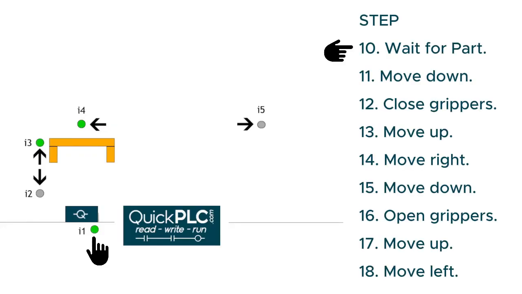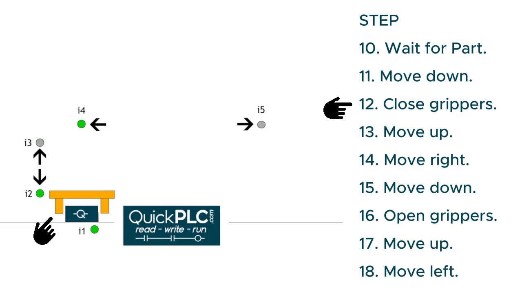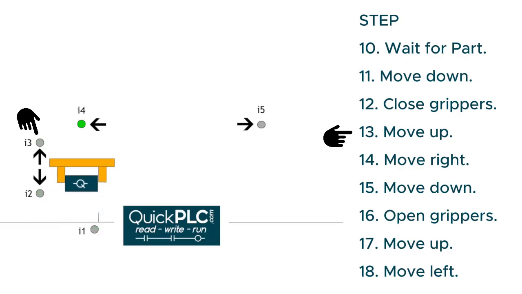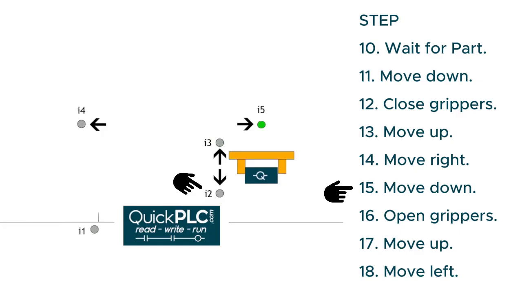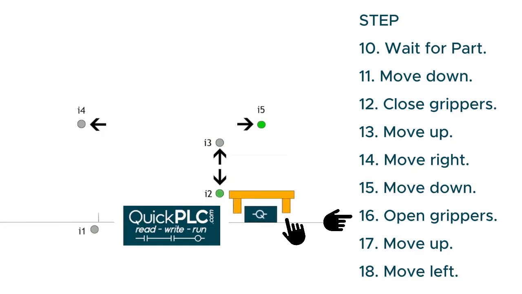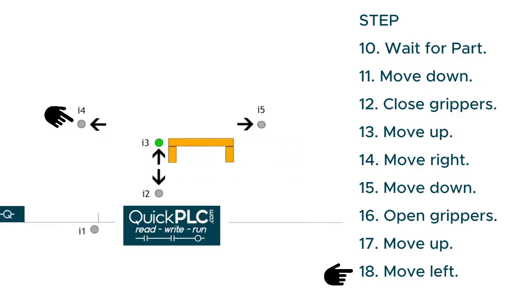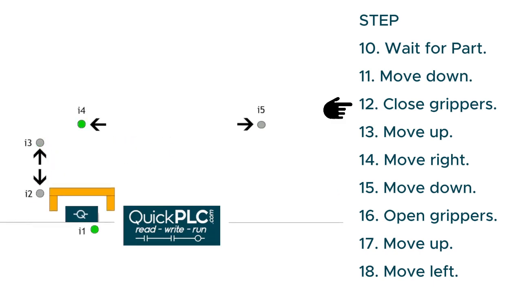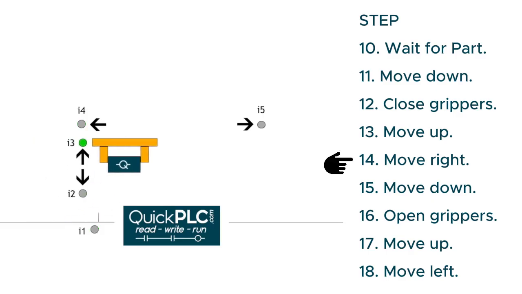The sequence analysis: we wait for part, we move down to get the part. When we reach the down switch, we close the grippers. We wait for a time, we move up, move right, move down, open the grippers, move up, and move left back to the start position again. Analyzing the sequence like this is always a good idea before starting to write code.